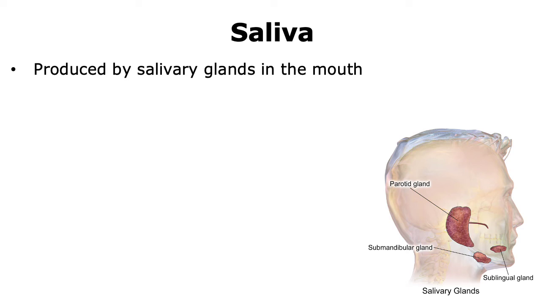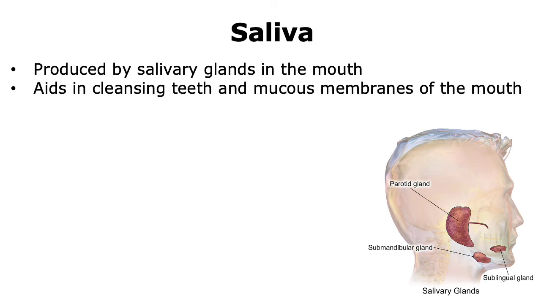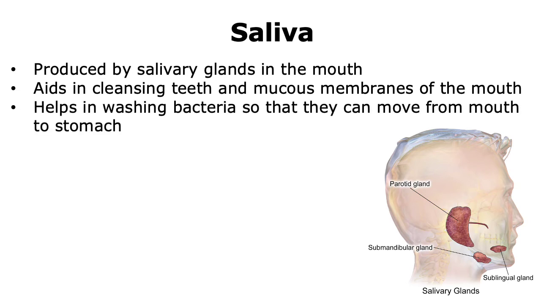Saliva plays a really important role in defending the body from organisms that enter through the mouth. Saliva is produced by salivary glands that are present in the mouth, and they aid in cleansing the teeth as well as the mucous membranes that are present in the mouth. Saliva also helps in washing bacteria so that they can move from the mouth to the stomach.